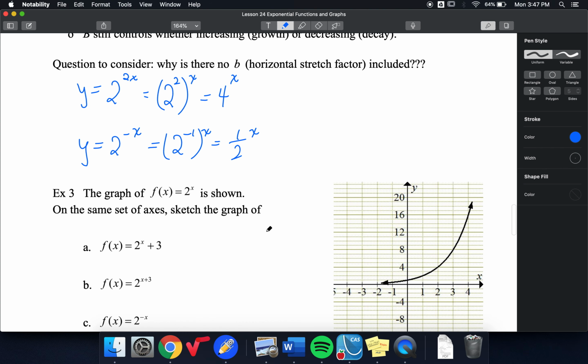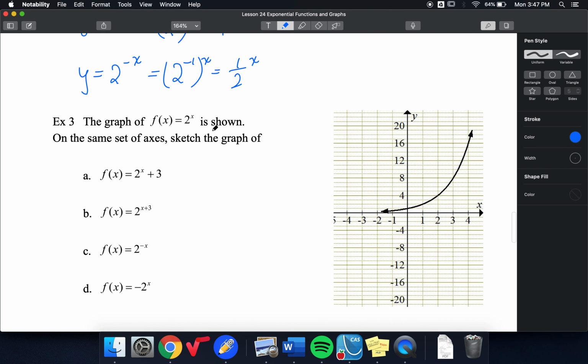So let's look at what happens here if I've got 2 to the x. So 2 to the x is shown. This is going to shift my graph up 3. This one shifts my graph left 3. This one reflects across the y-axis. And this one reflects across the x-axis.